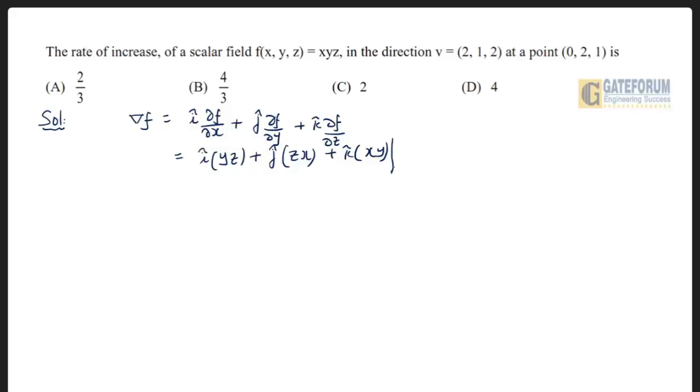Now they are asking at the point (0, 2, 1). Let us denote that point P. Substitute x is 0, y is 2, z is 1 in this del f, that is gradient f. So y value 2, z value 1, gives 2 i cap. The x value is 0, so the last two terms are absent. So you get only the direction of the x-axis for this del f vector. Now, the given direction.